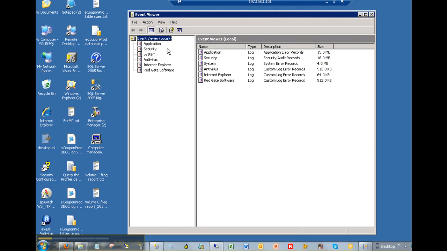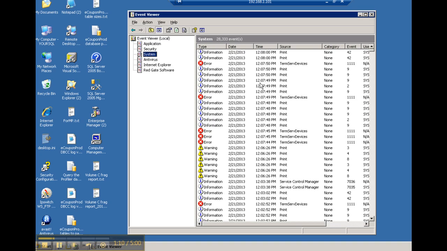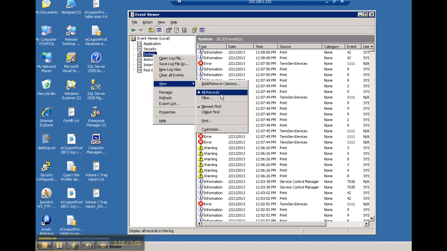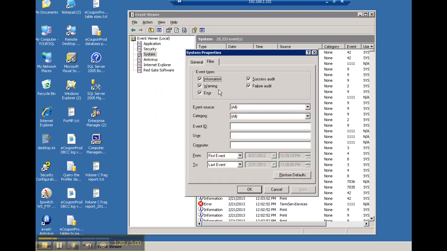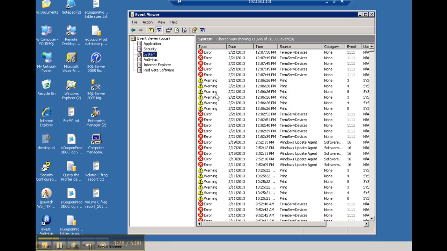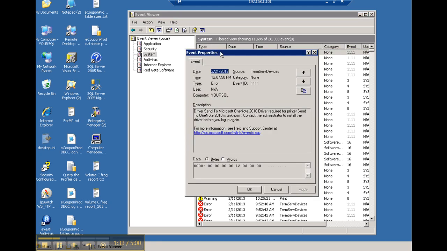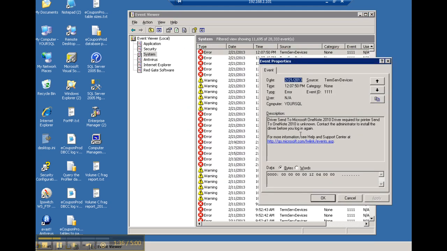Back now, and we're on a server, and it is a dedicated SQL server. The first thing that I always look at is the system log. You can see a whole lot of information on here. I'm not really interested in all the things that worked well. What I want to look at is things that didn't. So I'm going to take off information and success audits, and I'm going to take a look at the errors and warnings from the system level log.